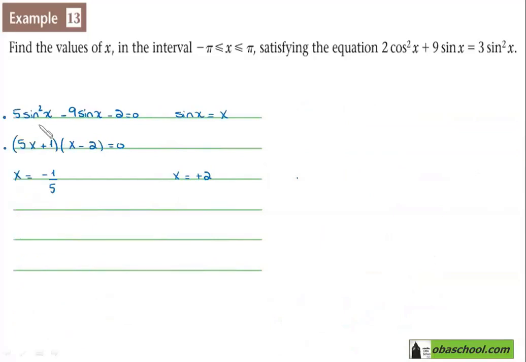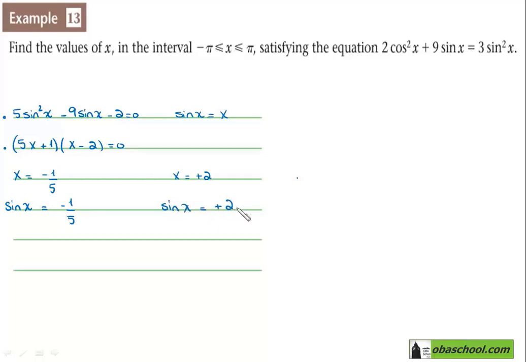Let's continue. This is the quadratic equation. We said let sine x be capital X. After solving, we got two values, capital X equals minus 1 over 5 or plus 2. Now we need to substitute. Sine angle X equals minus 1 over 5, and here it equals plus 2.